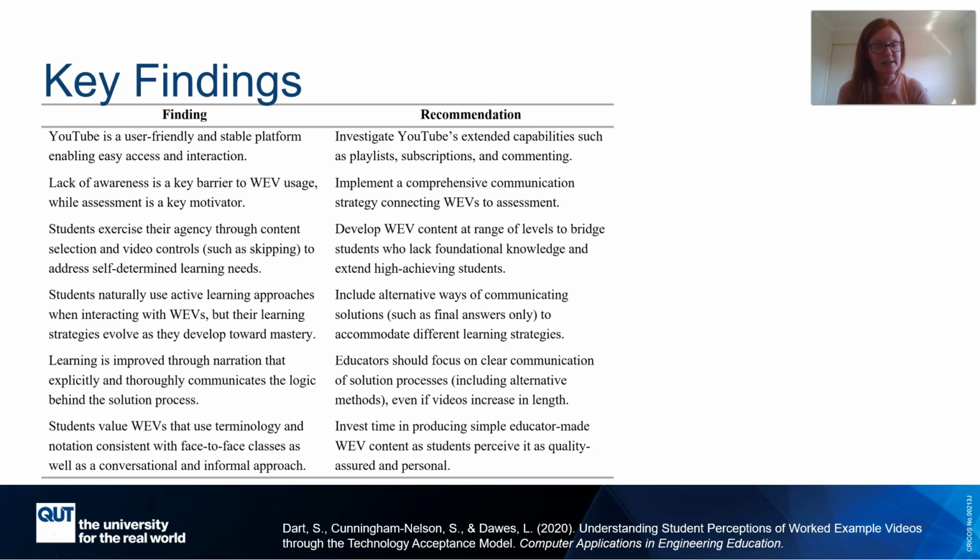The next one was around students naturally using active learning approaches when interacting with the videos, but those strategies that they used changed as they developed toward mastery. So what this meant is students look for different things from the videos at different points in their learning. At the beginning, they'd be more interested in watching more of the video. However, as they got more confident with the content, they'd be more likely to watch the beginning, attempt it themselves, and then just verify the answer at the end. So what could be considered is including alternative ways of communicating the answers, such as just providing students with the final answers in order to accommodate those different strategies.